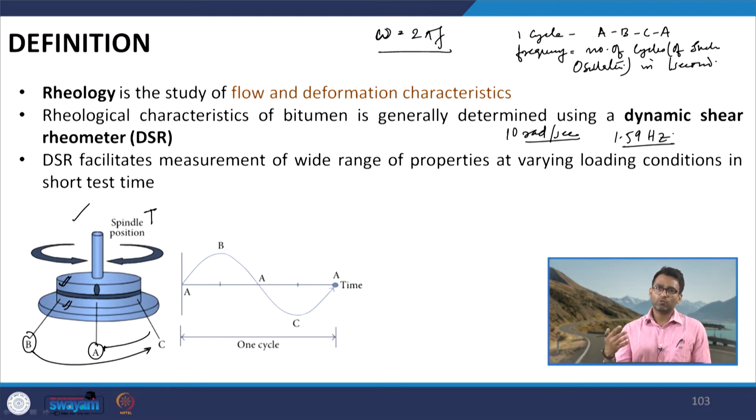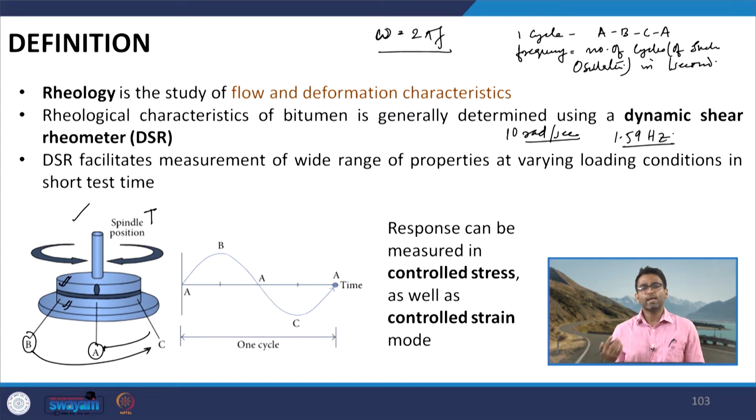For now, we have to understand the meaning of oscillation, the meaning of one cycle, the meaning of frequency, and how this particular oscillation is described in case of DSR. In the DSR, when we give this oscillatory load, it can be given in different forms. We can have a controlled stress experiment, or a controlled strain experiment. What is a controlled stress experiment? In the controlled stress experiment, we are basically fixing the torque of the spindle which is moving. So, the torque we are fixing, and we are trying to change the distance which the spindle will move.